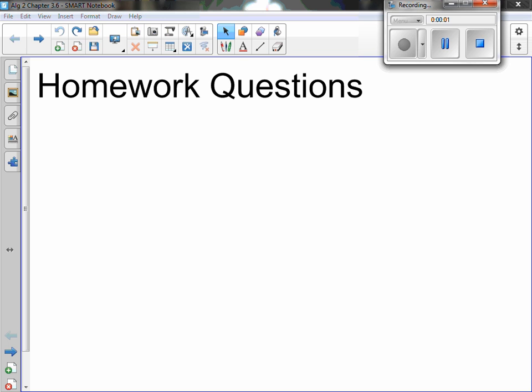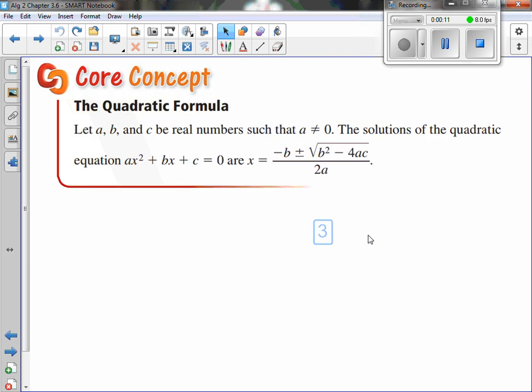We're going to get started with chapter 3.6. This is the last section of the chapter we're going to cover before the test, and it's the quadratic formula. This is the last way we're going to have to solve quadratic functions.